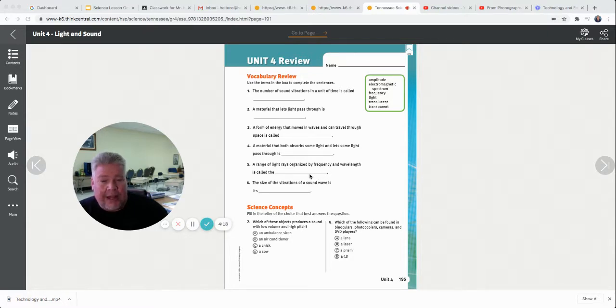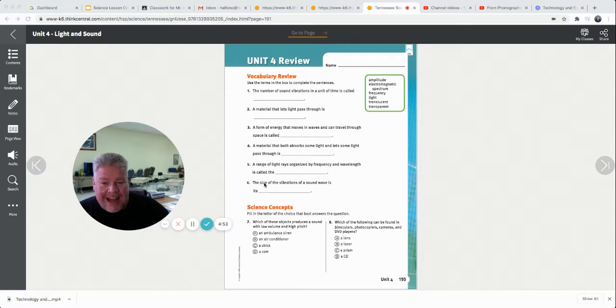So remember, light has different wavelengths. It has different amounts of frequency. When we looked at the electromagnetic spectrum, we looked at the small part of it. That's visible light. That's light that you and I can see. White light is made up of the colors of the rainbow, Roy G. Biv: red, orange, yellow, green, blue, indigo, violet. Then there's a lot of light that we can't see. So the organization of light waves by frequency and wavelength is called the electromagnetic spectrum.